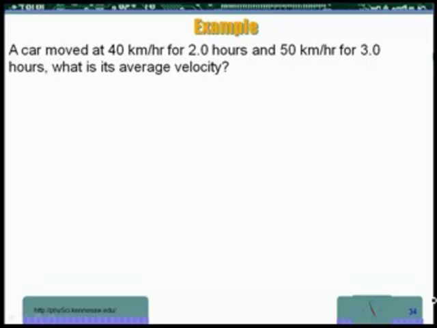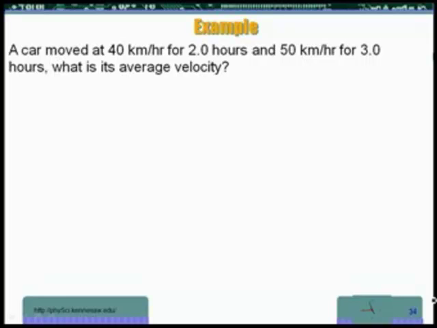Here we will work a few more examples dealing with velocity. For example, here we have a car that moved at 40 kilometers per hour for 2 hours and 50 kilometers per hour for 3 hours. What is the average velocity?